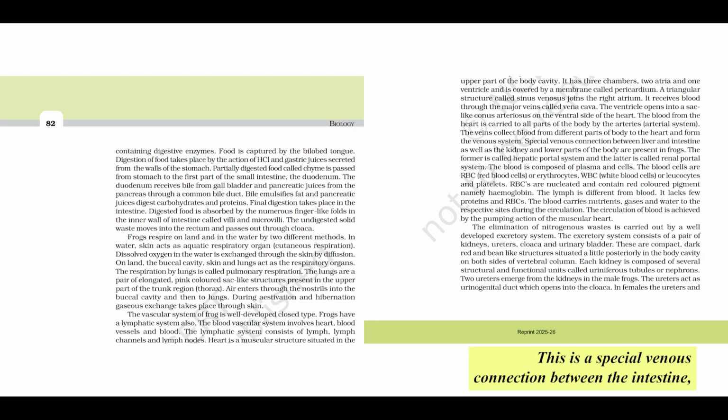This is a special venous connection between the intestine, where nutrients are absorbed, and the liver. It ensures that nutrient-rich blood, after digestion, goes directly to the liver for processing, detoxification, and storage before it enters the general circulation. The second is the renal portal system. This is a distinct venous connection between the lower parts of the body, specifically the hind limbs, and the kidneys. This system ensures that blood from the posterior body passes through the kidneys for filtration before returning to the heart.